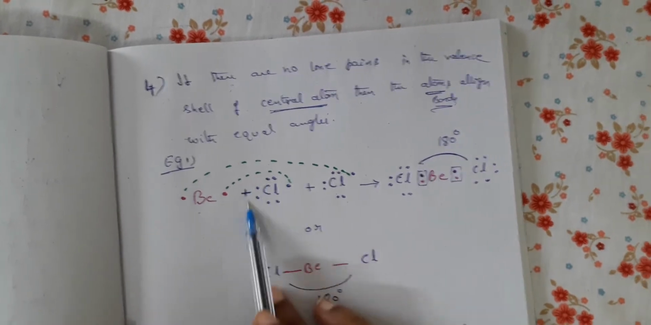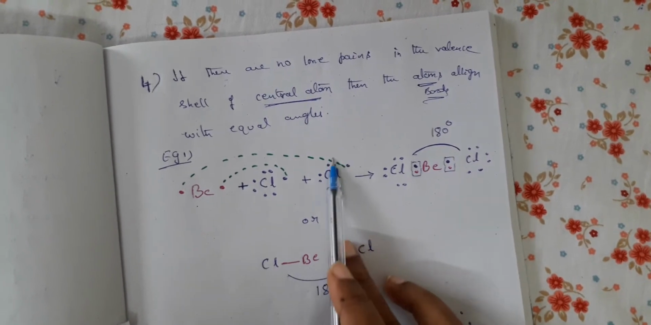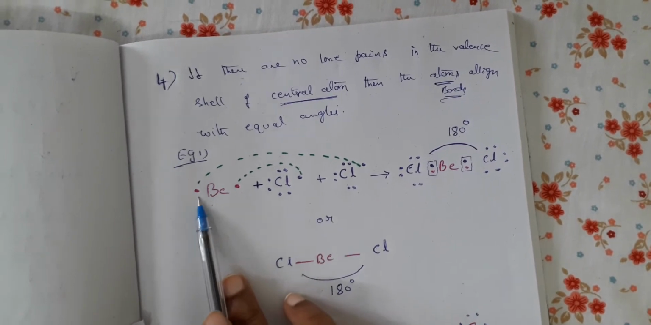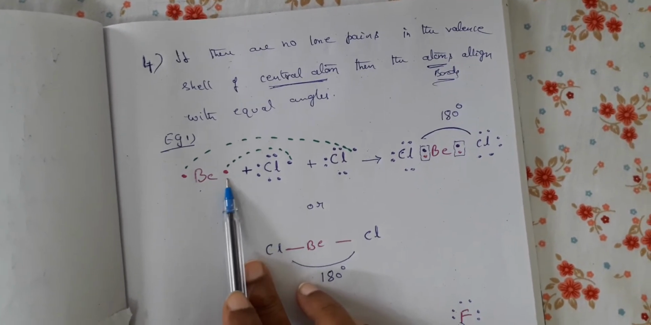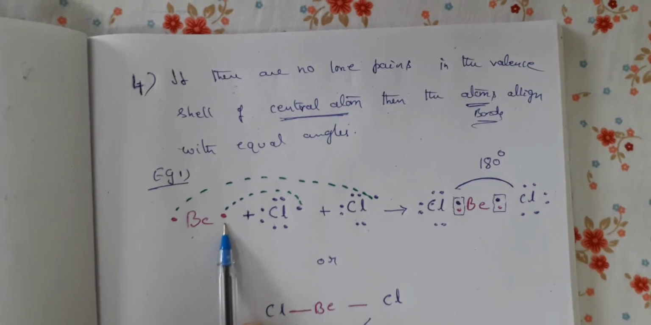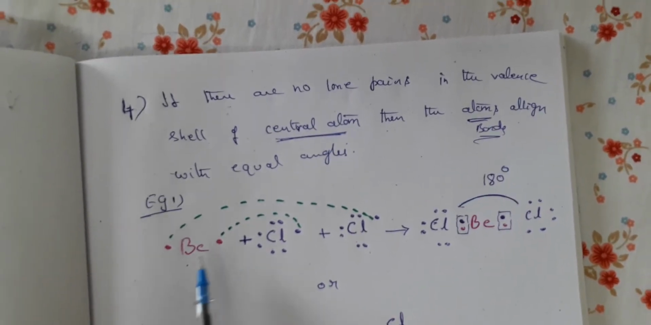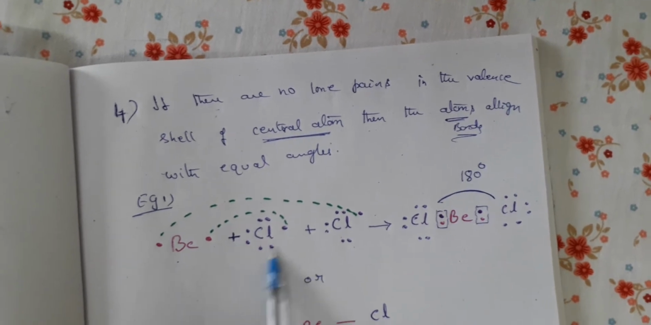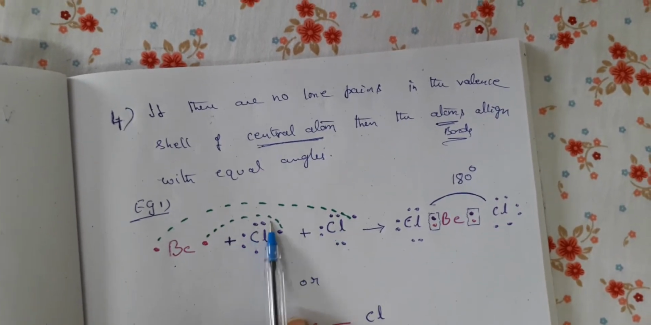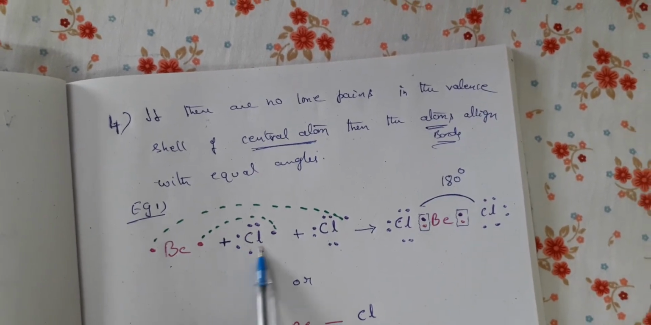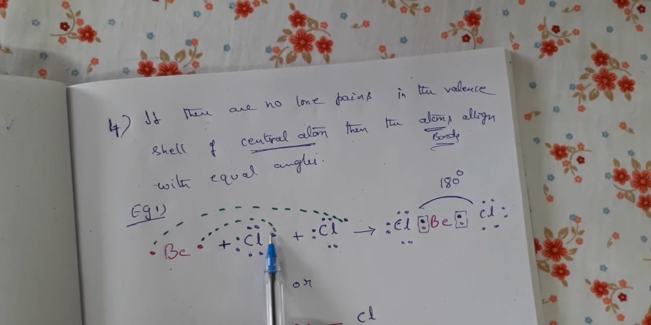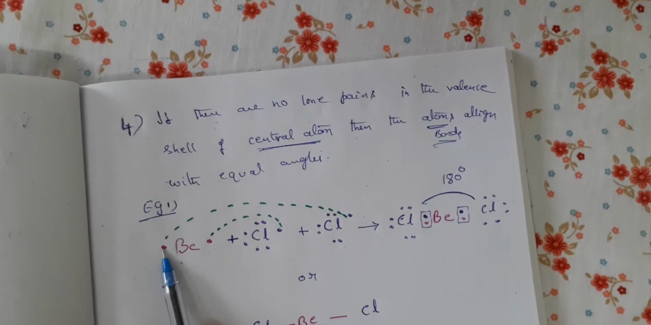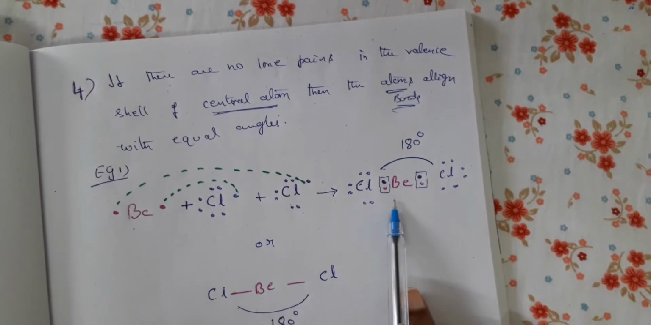What is the valency of chlorine? 7. So each chlorine has 7 electrons in its valence shell. Beryllium has 2 electrons in the valence shell. So here, beryllium with 2 electrons from the Lewis dot structure, chlorine with 7 electrons. These are the lone pair electrons, so they are already paired, and these are the unpaired ones, which form the bonds. So this is how the bond is formed.